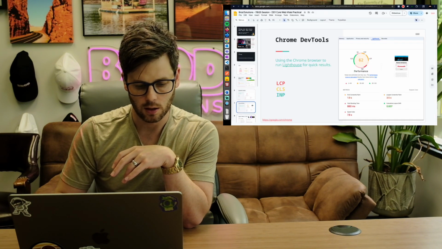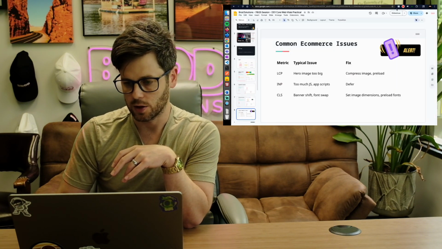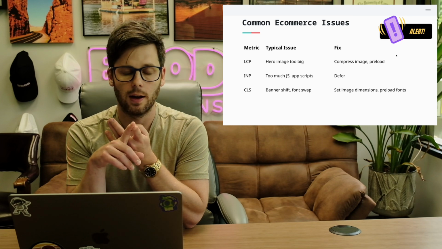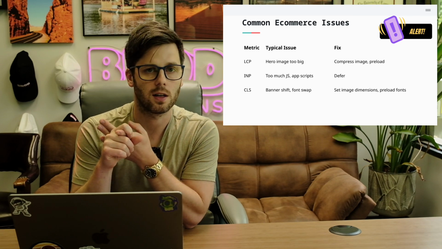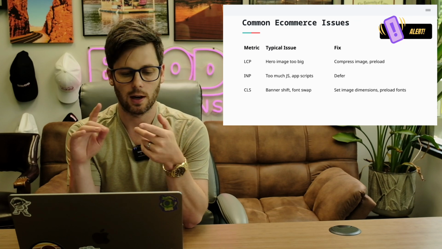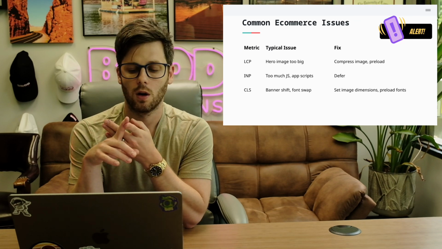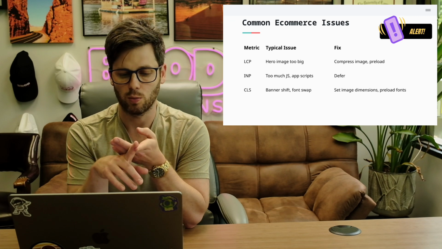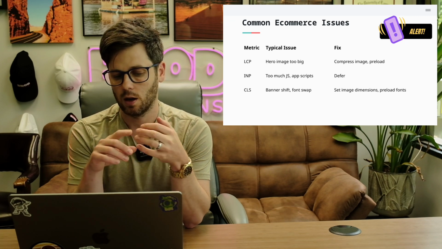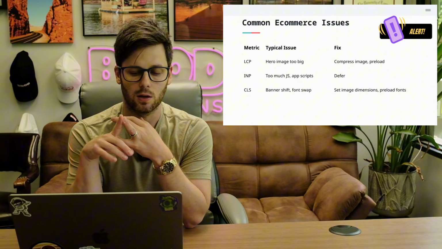All that being said, the most common e-commerce issues that we see with Core Web Vitals are the hero images being too large, and that's affecting the largest contentful paint. So that's your image that you first see when you first load the website. On home pages, it's usually a hero that identifies something cool about your brand. On product pages, it's usually that first image of the product. And on category pages, sometimes there's a category image.